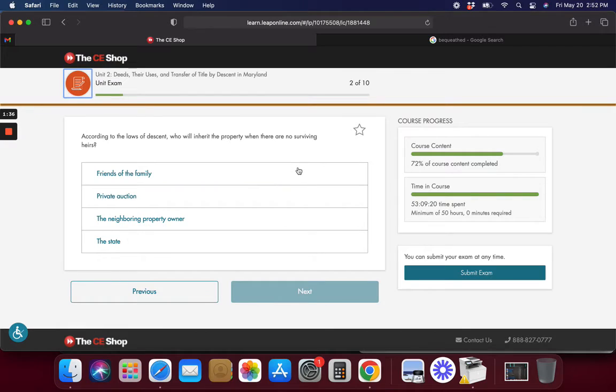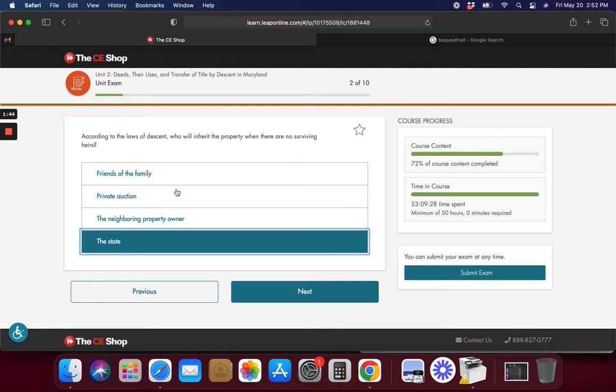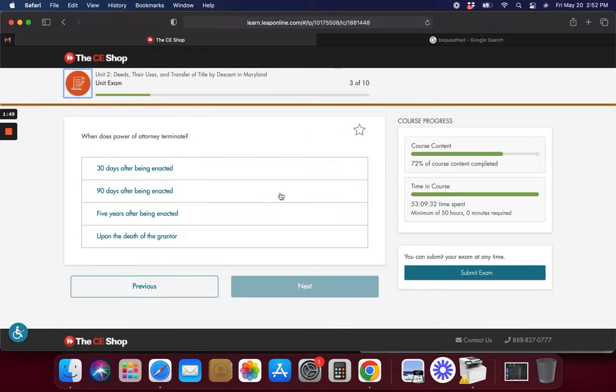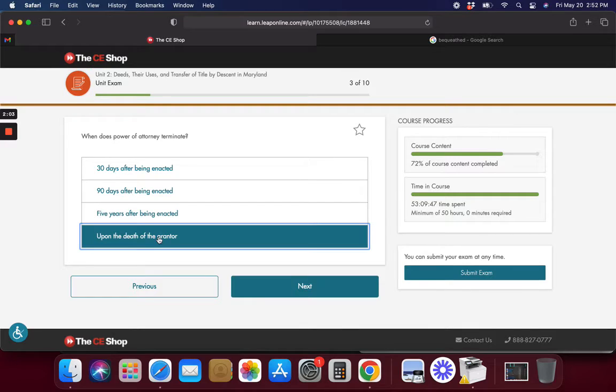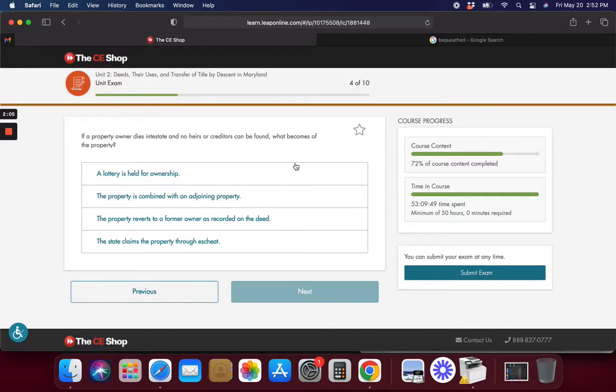I'm just guessing. According to the laws of descent, who will inherit the property when there are no surviving heirs? The state, I believe. Or it might go to a private auction. When does the power of attorney terminate? I think upon the death of the grantor. I don't know. I don't remember that one either. You might be taking this again.